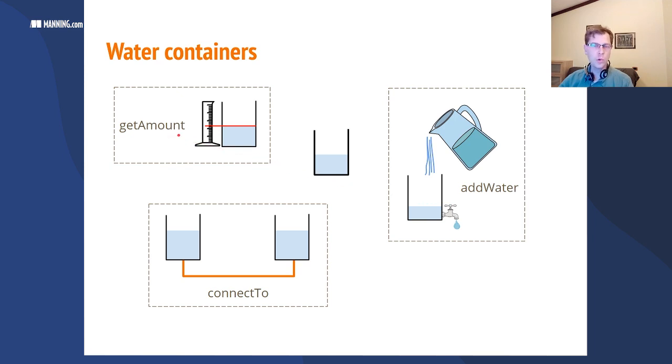You can measure the amount of water in a container with the getAmount method. You can add water to a specific container. And you can connect two containers with an imaginary pipe. And these connections are permanent. There's no way to remove a connection. This simplifies the implementation a bit, of course. And what's really important is that whenever you add water to a container that's connected to other containers, that water that you're adding is going to be evenly distributed among all containers that are connected directly or indirectly to the one you're adding water to.